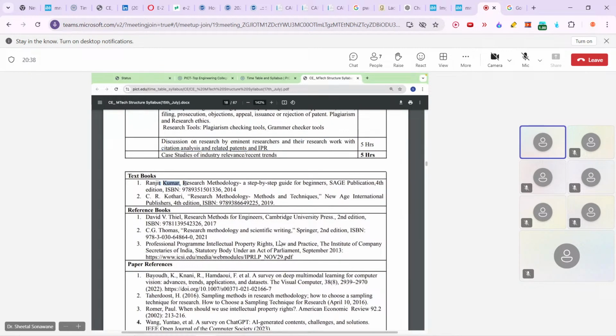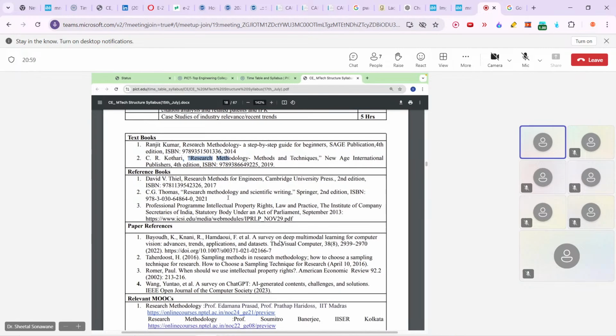The first one is Ranjit Kumar, Research Methodology: A Step by Step Guide for Beginners. It is available in the library. And the next one is C.R. Kothari, Research Methodology: Methods and Techniques. There are many copies of this book available. Along with this, I will share a few soft copies of books, which you can refer to for the subject content.